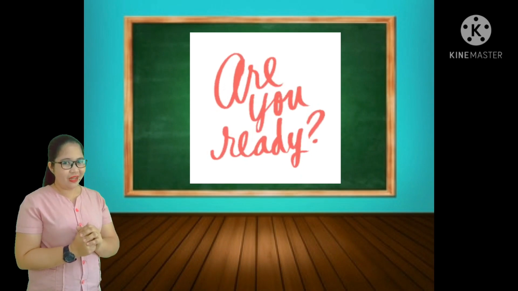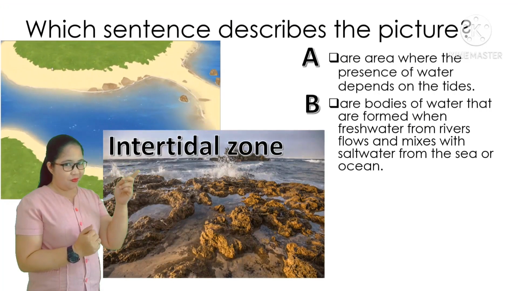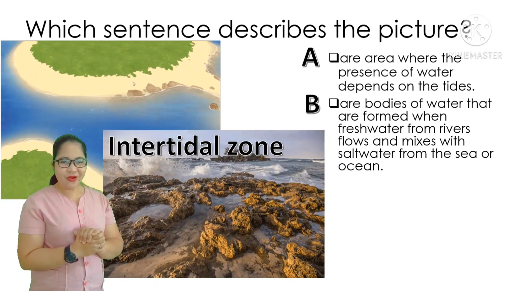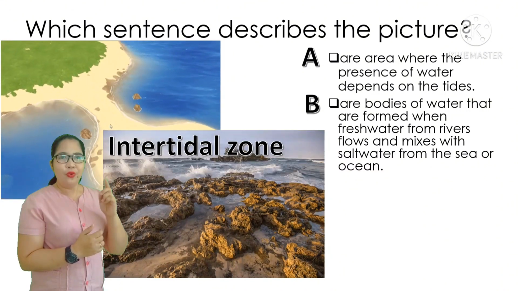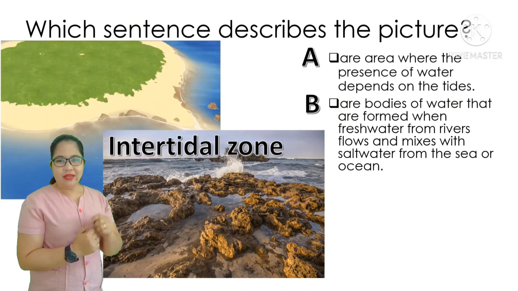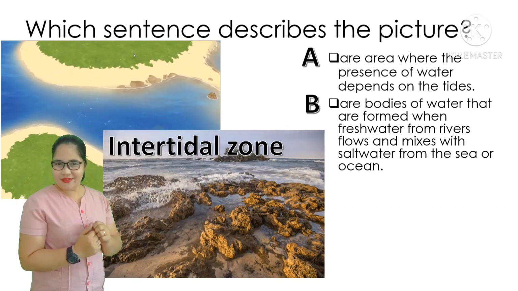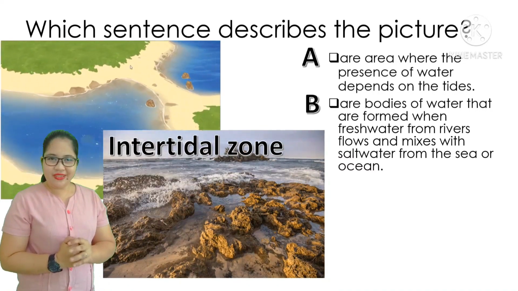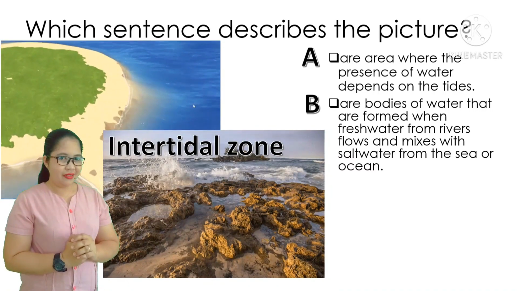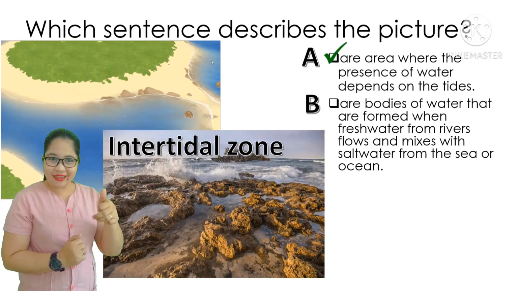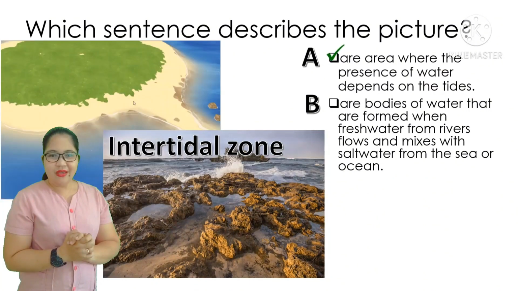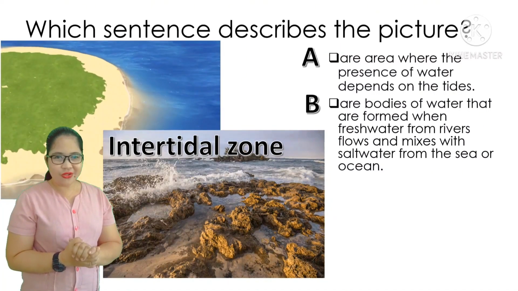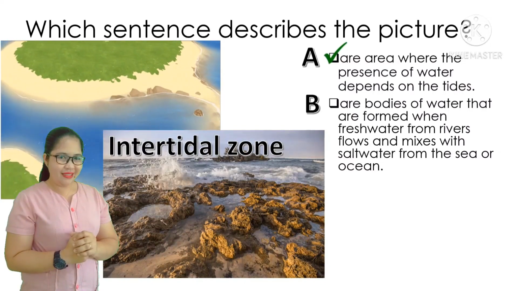So, let us have a review. Look at this picture. This is the picture of intertidal zone. Which sentence describes this picture? You have 5 seconds to answer. The answer is letter A. Correct. Letter A, intertidal zone is the area where the presence of water depends on tides. Very good.